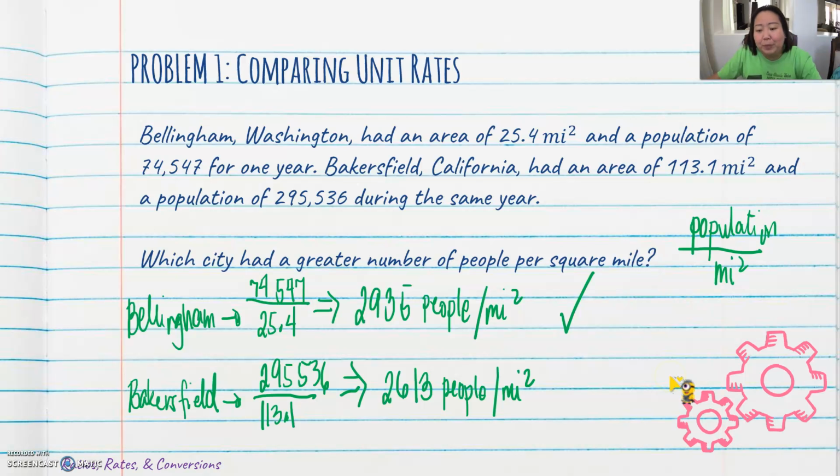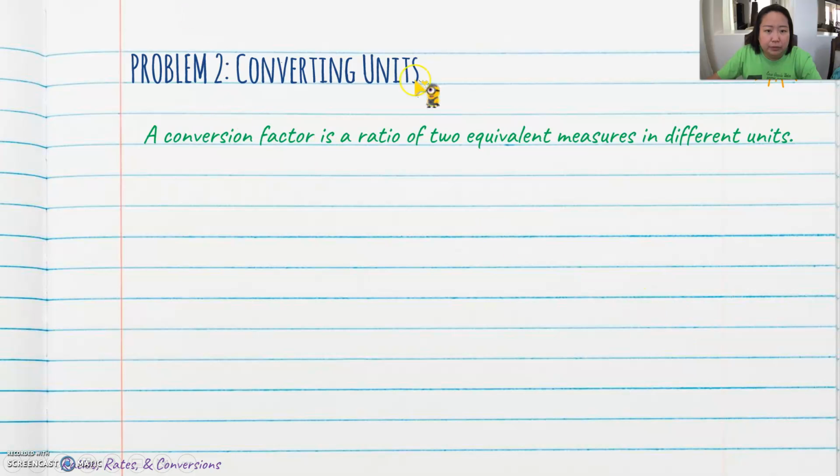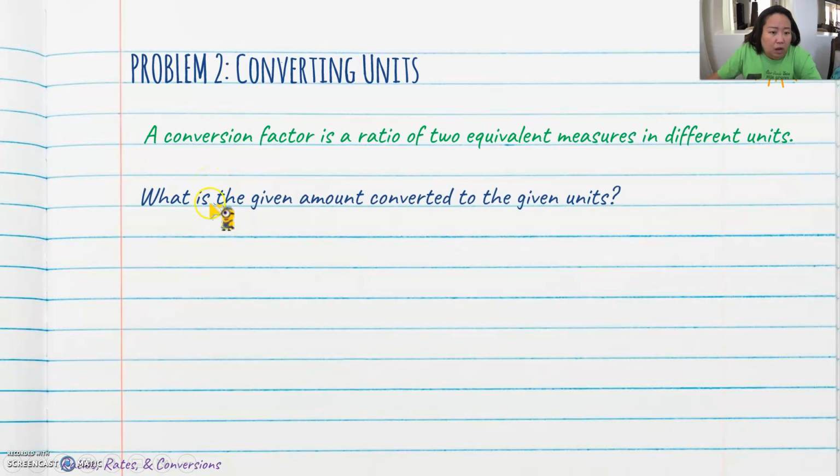Okay, and so let's move on to the next example. So converting units. So earlier we mentioned in the definitions a unit rate. A conversion factor is actually a ratio of 2 equivalent measures in different units. Okay, and so we'll get some examples here in the next couple of clicks.